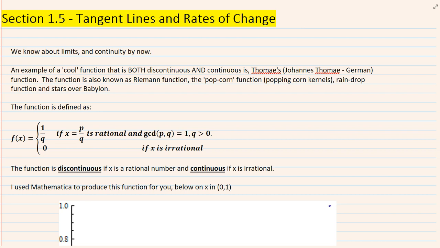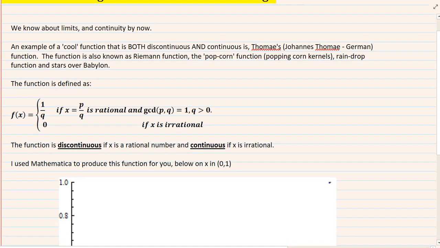Hello everyone, we are in section 1.5 and in this section we're going to talk about tangent lines and rates of change. This will be the last section of chapter 1 for us. Now coming to this section, we already talked about limit and continuity in the prior sections. So I just want to show you something interesting here.